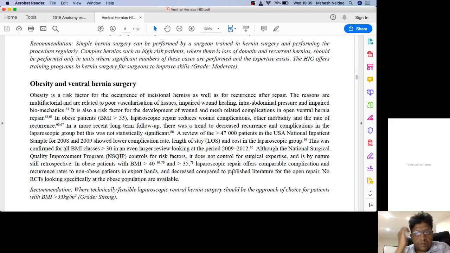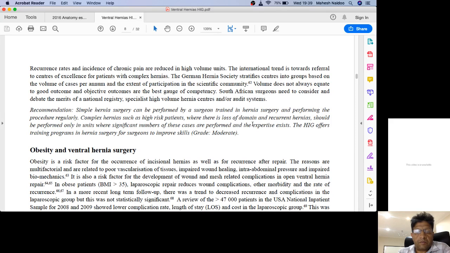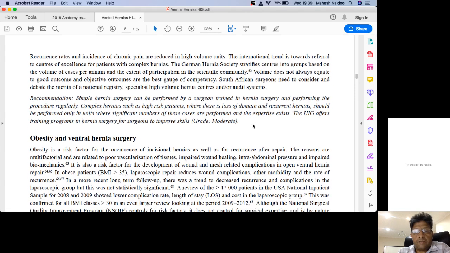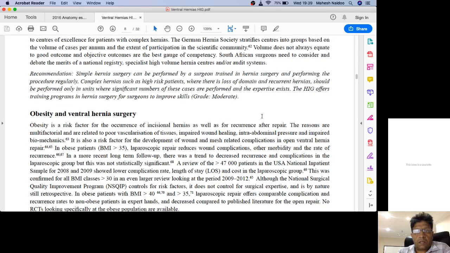Okay, just getting back to the expertise. Simple hernia surgery can be performed by a surgeon trained in hernia surgery and performing the procedure regularly. Complex hernias, such as high risk, where there's loss of domain, and recurrent hernias, should be performed only in units where significant numbers of these cases are performed and the expertise exists. The Hernia Interest Group of South Africa offers training programs in hernia surgery for surgeons to improve their skills.